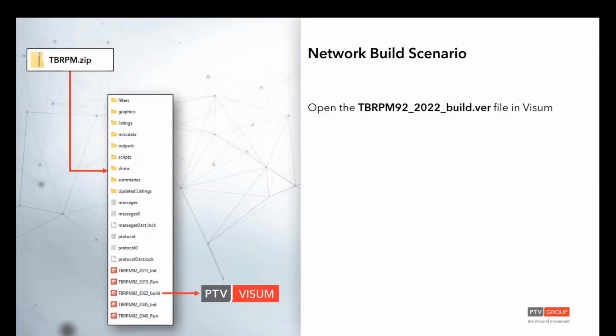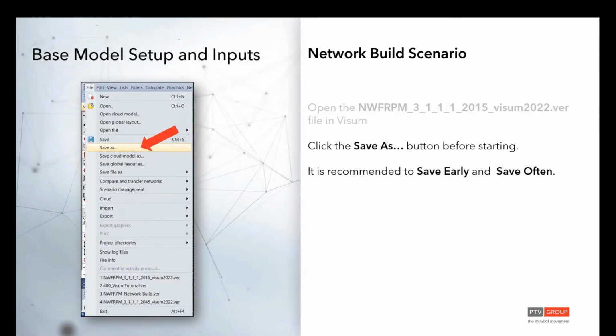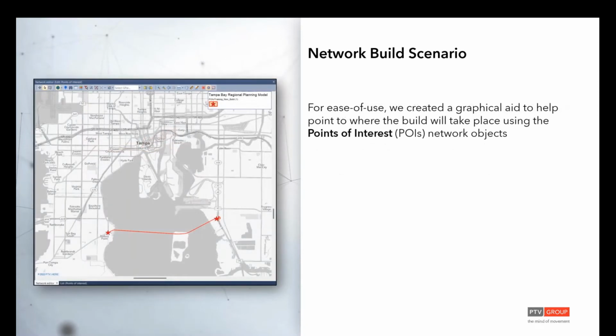Okay, so to get started, what we're going to do is we're just going to open up the 2022 build scenario. If this isn't in the example files download, then you could just open up the 2015 init. Basically what I've done here is I've just created a copy of that 2015 initial scenario and just called it a 2022 build scenario. So that's what we're going to start with. We're going to open that up in Visum, and then we're going to go ahead and make sure that we save it as a new version, so that way we aren't overriding the original version.